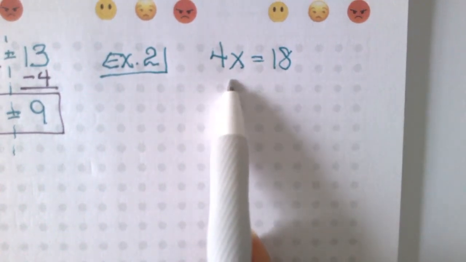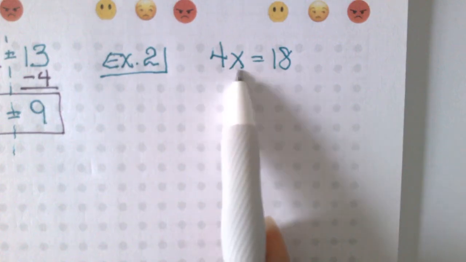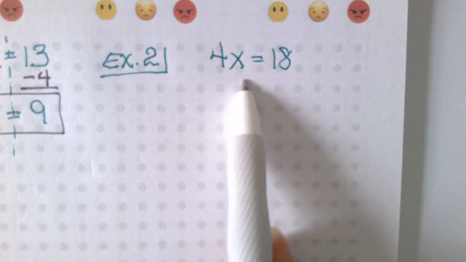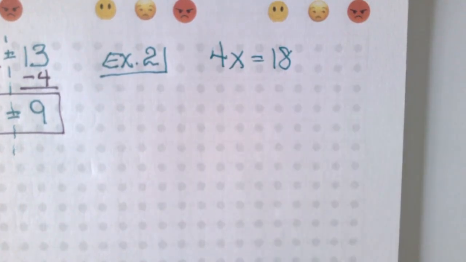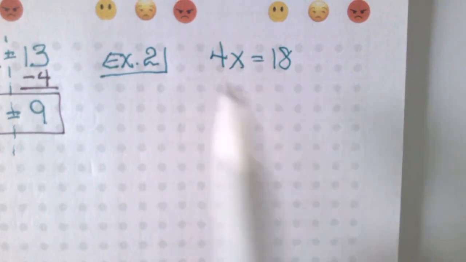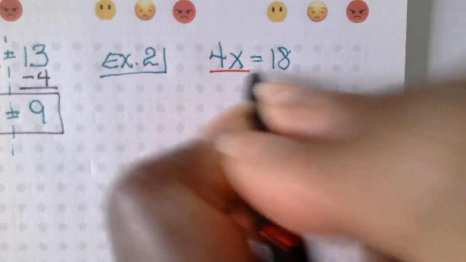First thing we have to understand: 4x, if I don't see a plus or a minus sign in between the 4 and the x, that means I can assume this is multiplication. In order for me to get x by itself, I need to do the inverse, which is divide.